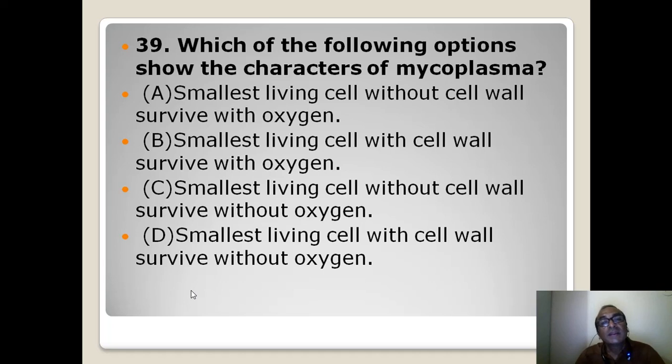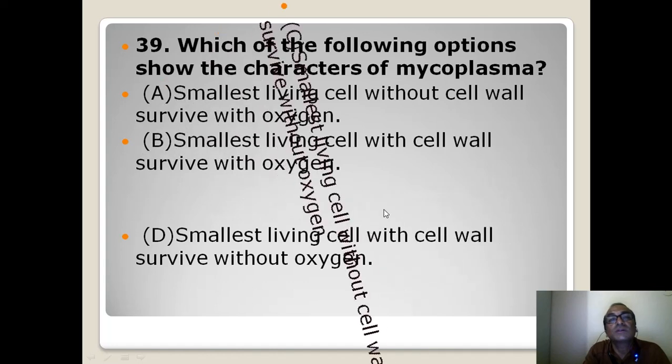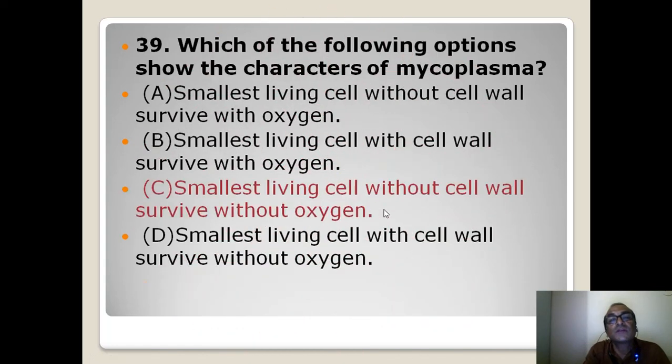D is the smallest living cells with cell wall surviving without oxygen. With cell wall is wrong because the mycoplasma do not have cell wall, only the cell membrane is there, and they can survive even in absence of oxygen. So smallest living cells without cell wall surviving without oxygen. C is the right answer.